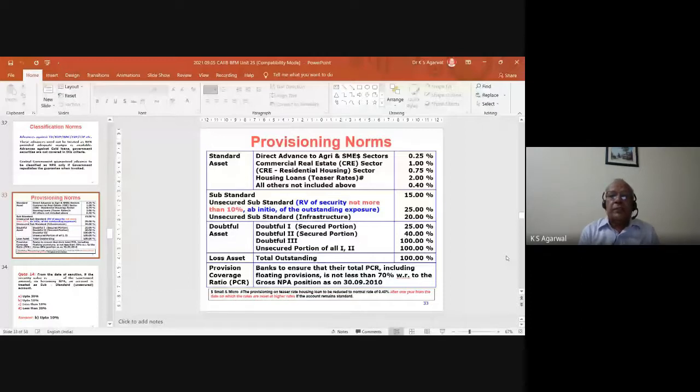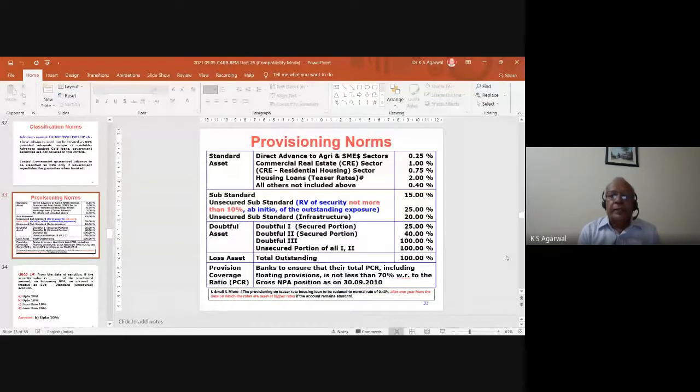If my unsecured substandard advance is in infrastructure sector, then I have to make provision of 20%. So for substandard, there are three categories: 15% normal, and 25% and 20% for unsecured substandard advances. 20% is for infra, 25% is for non-infra.